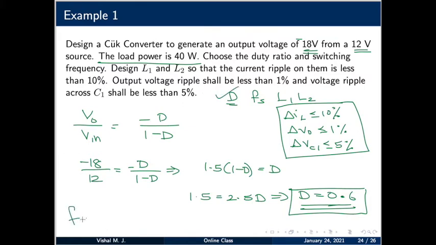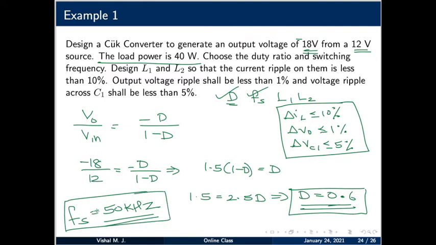Switching frequency, you can choose any frequency, preferably above 20 kilohertz. I am using 50 kilohertz. So there is no unique answer. As a designer, you are free to choose any frequency you want. Even if someone chooses 100 kilohertz, it's still fine. The only thing is that you have to develop a 100 kilohertz pulse triggering circuit. So I am choosing 50 kilohertz. Remember, there is no unique answer for this. Depending on the frequency chosen, all your other values will change.